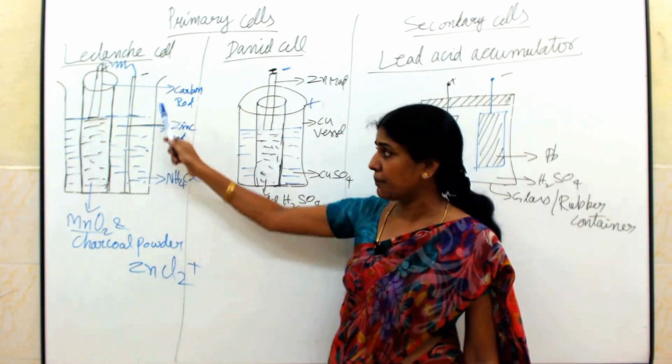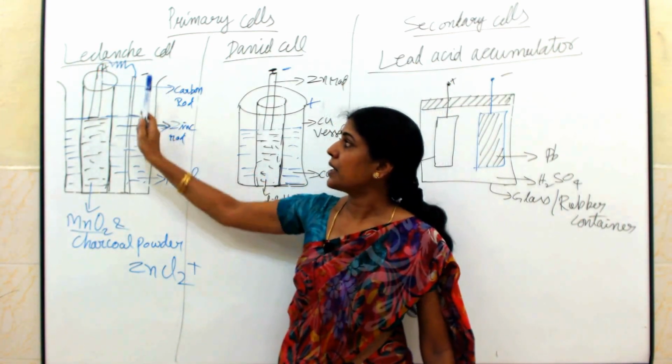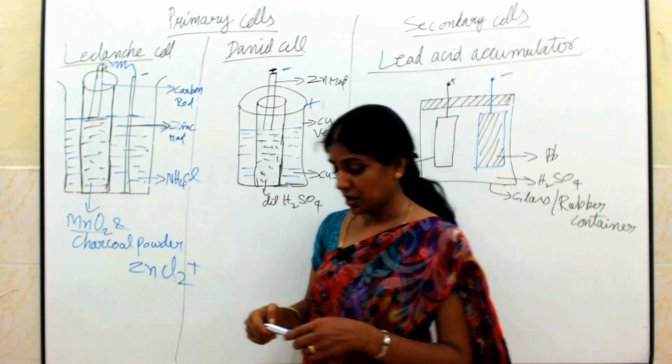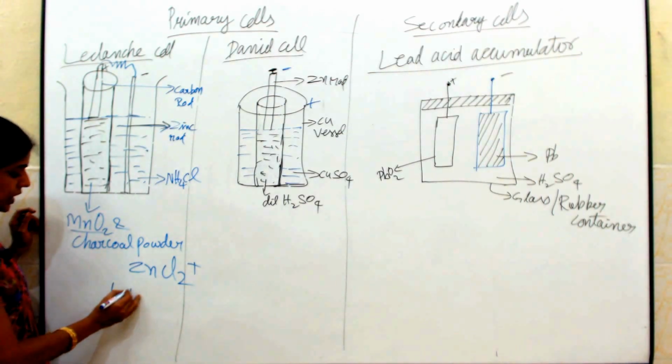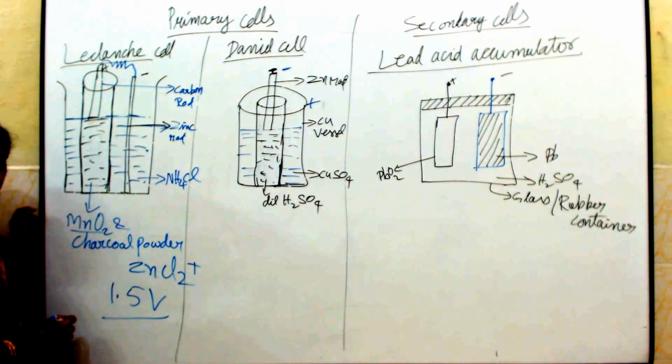lower potential. So, how will the current flow? From carbon rod to zinc rod. Here these two will be at a higher potential. The Leclanche cell can produce a potential of about 1.5 volt.